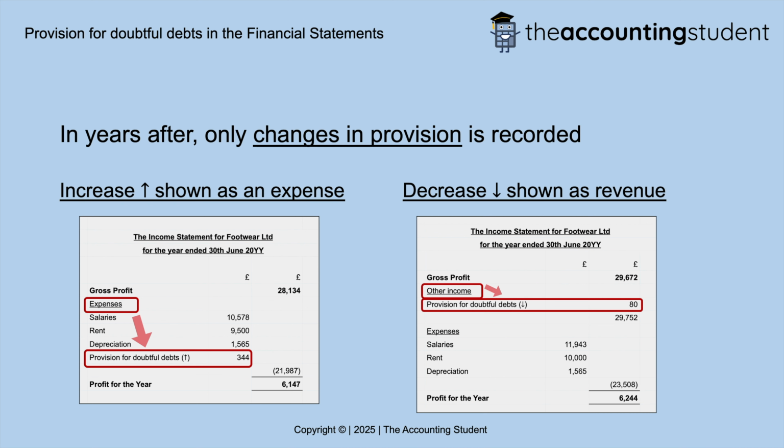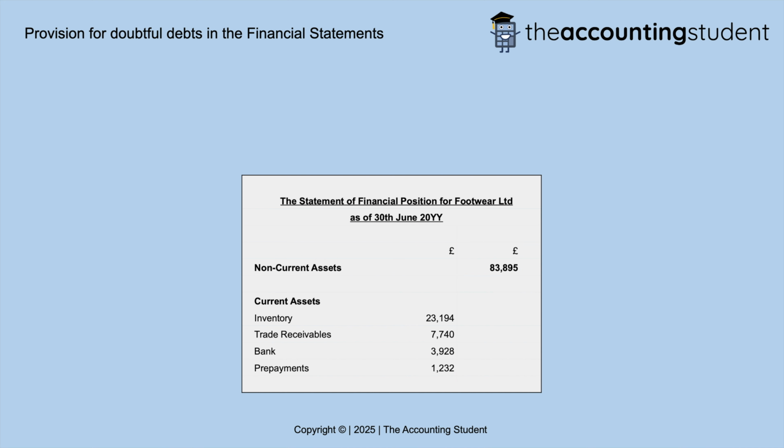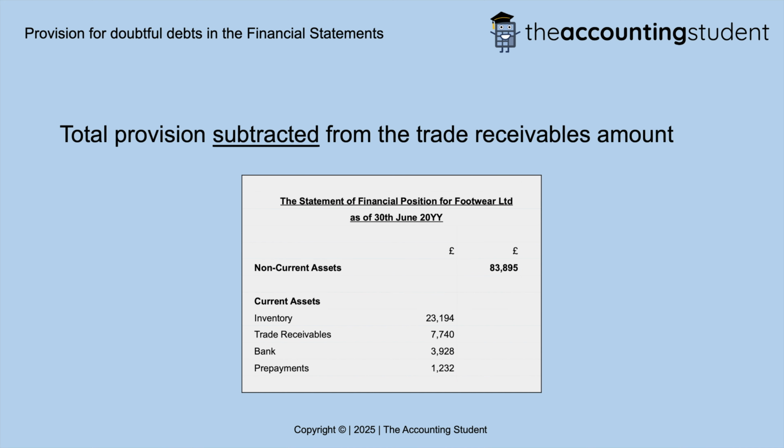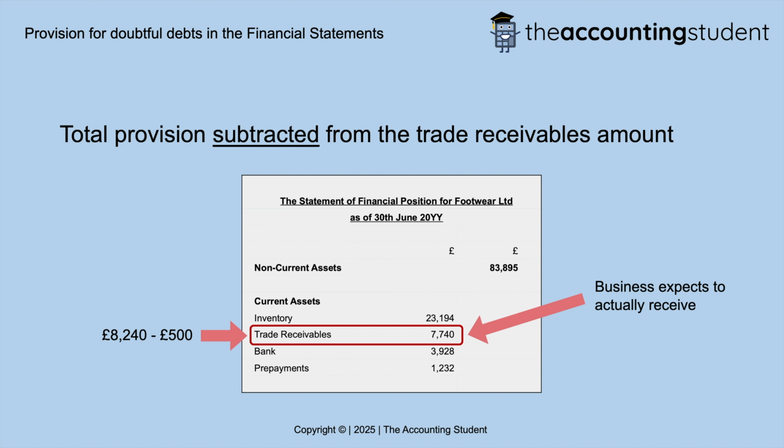For the statement of financial position, the total provision is subtracted from the trade receivables amount. For example, a total provision of £500 is taken away from £8,240, which equals to £7,740, which is the amount that the business expects to actually receive.